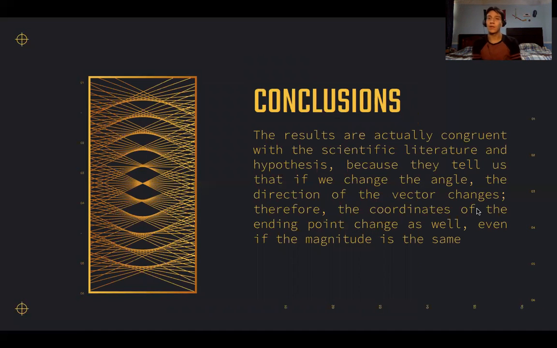And finally, my conclusions. To sum up everything that has been stated before, the results are congruent with the scientific literature and the hypothesis, because they tell us that if we change the angle, the direction of the vector will change. Therefore, the coordinates of the ending point will change as well, even if the magnitude is the same, as we proved in the experiment and in the experimental design.